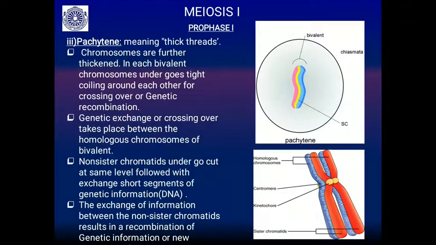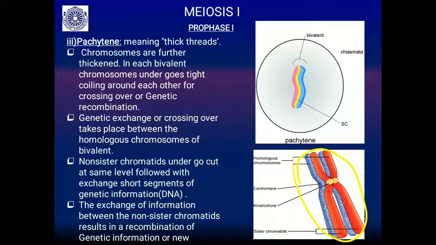The next stage is the pachytene stage. Zygotene is followed by pachytene, meaning thick threads, with further condensation of the chromosomes. Then tight coiling occurs between the homologous pairs, followed by genetic exchange, or crossing over. Now you can see the blue and red, they are a homologous pair and they are tightly coiled. You will find they appear as a single unit.